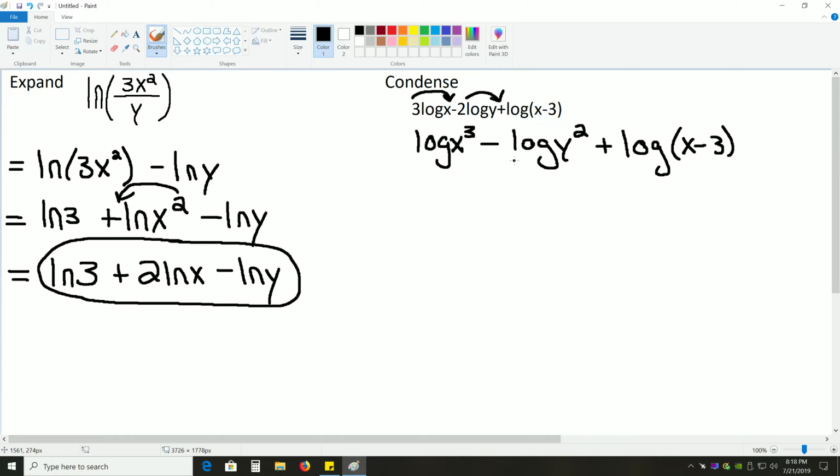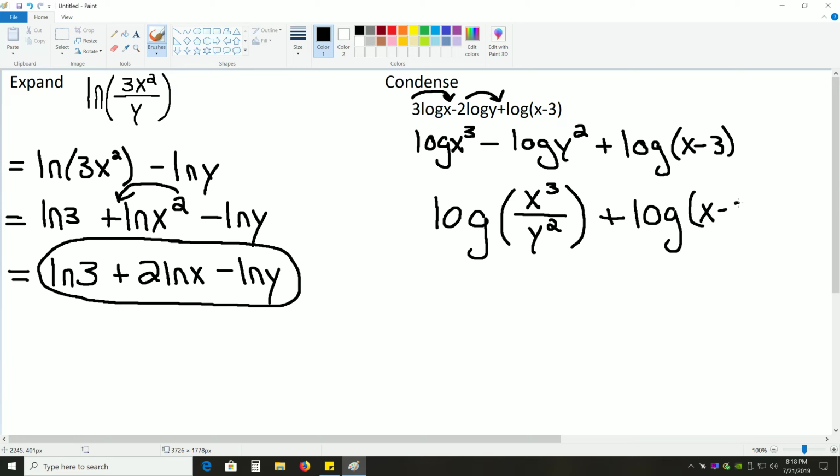Now we take care of this just like order of operations. Because we have subtraction and addition happening at the same time, we go left to right. To condense log of x cubed minus log of y squared, because we're subtracting them, it'll become log of the quantity of x cubed in the top and y squared in the bottom. So notice the subtraction became division inside of the same log base. And this is plus log of x minus 3.